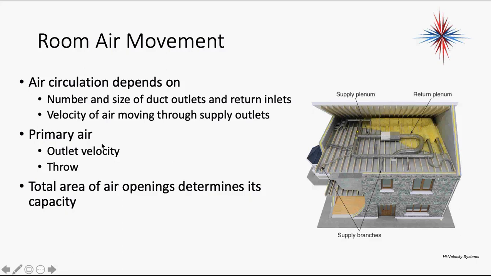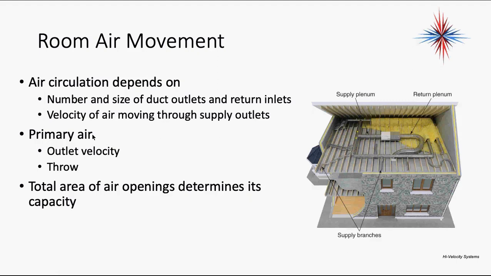Okay? The primary air is the outlet velocity. And the throw. This makes a difference. The throw is how far away from the register in the room that air pattern is actually felt. That is also dependent on the outlet velocity of that primary air. That's the air coming out of the supply. So there are, again, two key factors, outlet velocity and throw, that control the primary air. And I think there's a homework question on that.